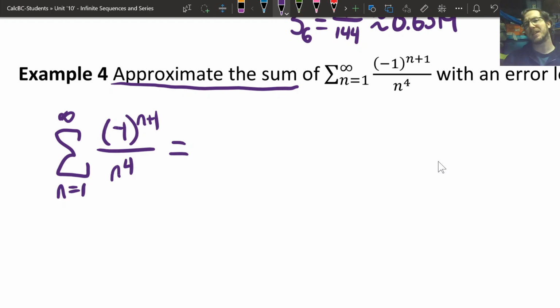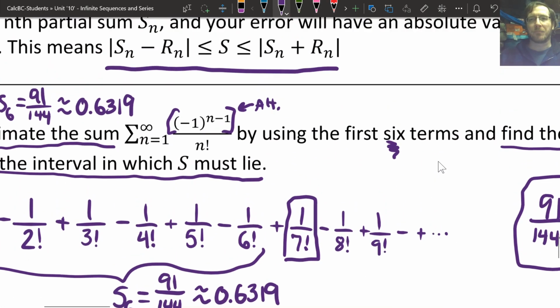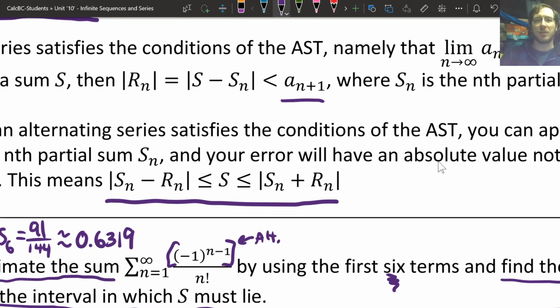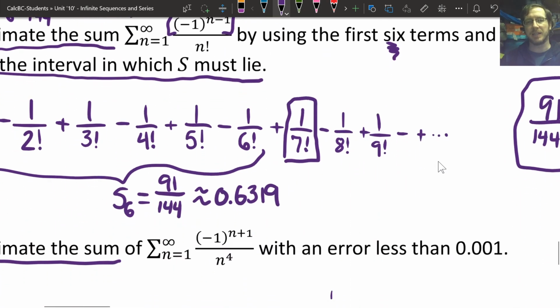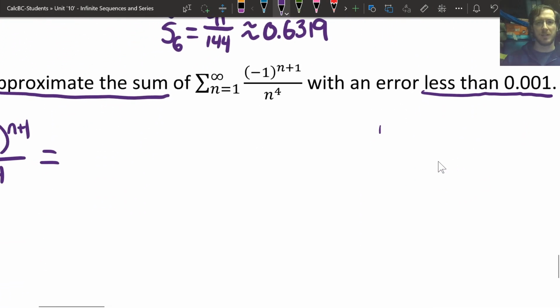The thing is, they don't tell us how many terms to go to directly, but they do indirectly. They say with an error less than 1/1000th. So remember, that error is the first term after the partial sum that we're going to use for our approximation. So when we find a term that is, in this case, less than 1/1000th, then we can stop, and we're going to take the partial sum of all the terms before that term. All right, so what does that look like in this problem?